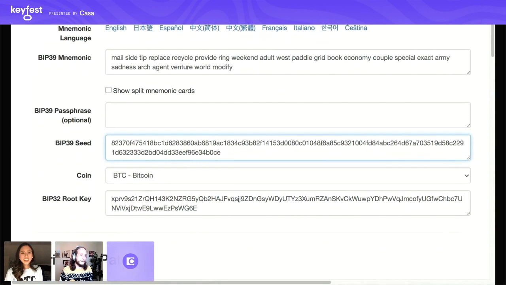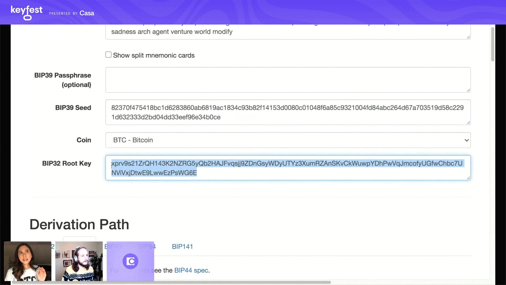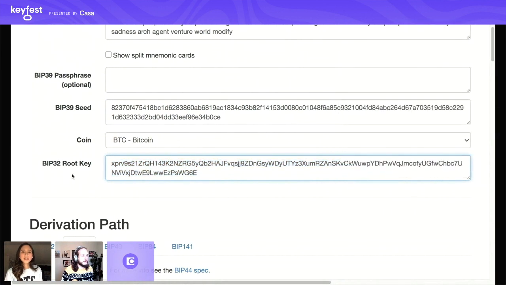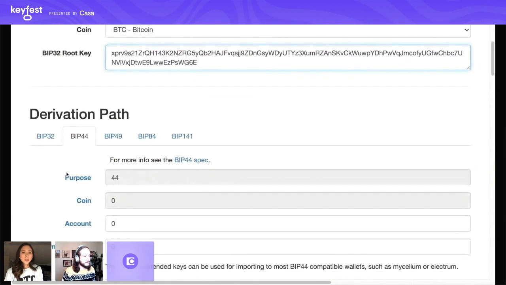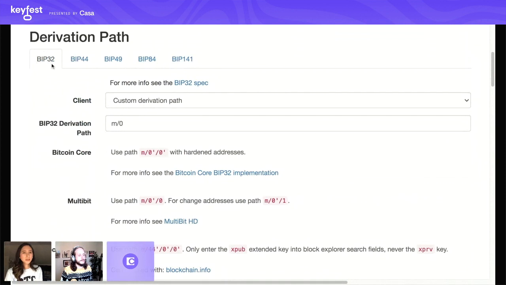And then we also have the BIP32 root key. This is basically at the root of that HD wallet tree that we saw in the previous slide. So now we're going to scroll down and get into derivation paths. I'm going to work with BIP32. That's really the easiest one to talk about. BIP44, 49, 84, 141. These are all standards that get into specific definitions of how you use derivation paths.